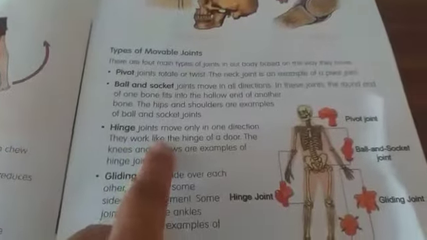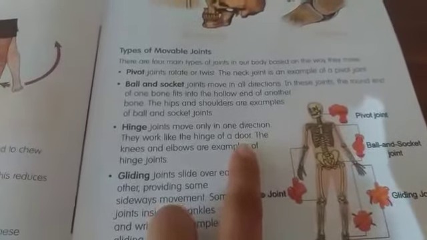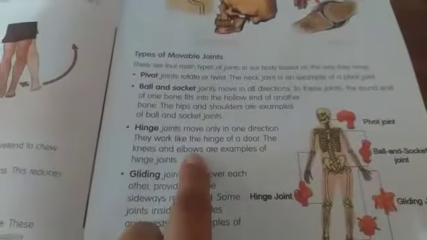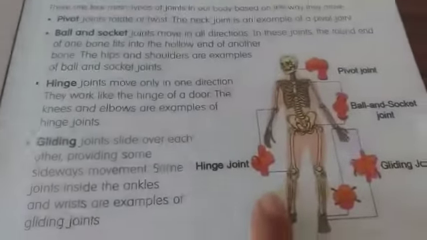They work like the hinge of a door. As we open and close our door, it only moves in one direction. In the same way, the hinge joint also moves only in one direction. The knee and elbows are examples of the hinge joint. So what is the example of the hinge joint?